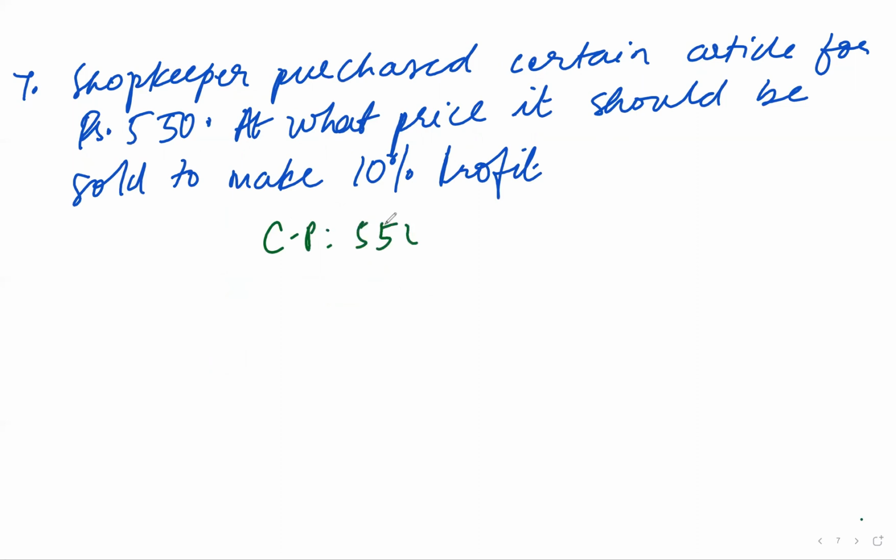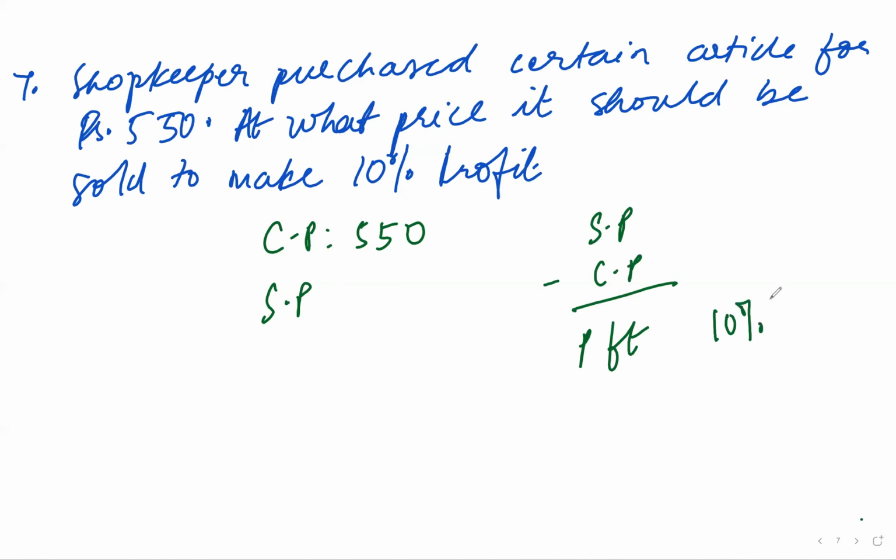Next, shopkeeper purchased certain article for rupees 550. So cost price is rupees 550. At what price it should be sold to make 10% profit? We have to find profit. Profit formula is selling price minus cost price is profit. Profit is 10%. Whether it is profit or loss, my cost percent will always remain 100%. Minus when goes on another side becomes plus. So this will become 110%. So my selling percent is what? It is 110%. And whenever it is profit, selling percent is more.